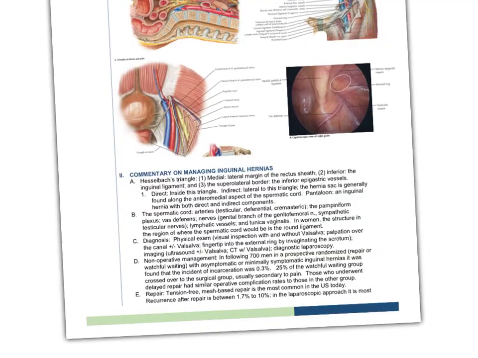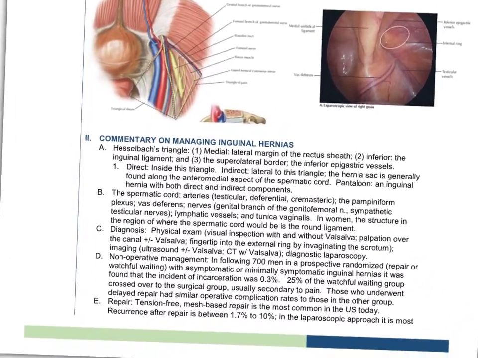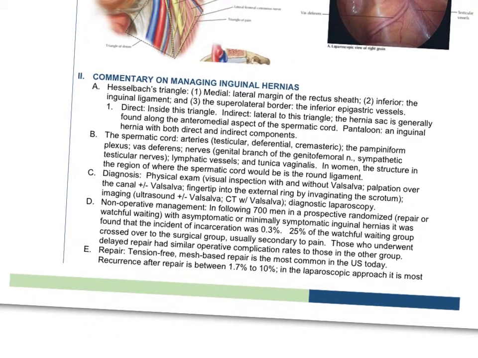So we already kind of talked about Hesselbach's triangle, and one thing I didn't mention was the spermatic cord, the anatomy of which you should know. There's a lot of important things, obviously, in that structure. And in women, notably, they don't have a spermatic cord, but what they do have in that space is the round ligament.